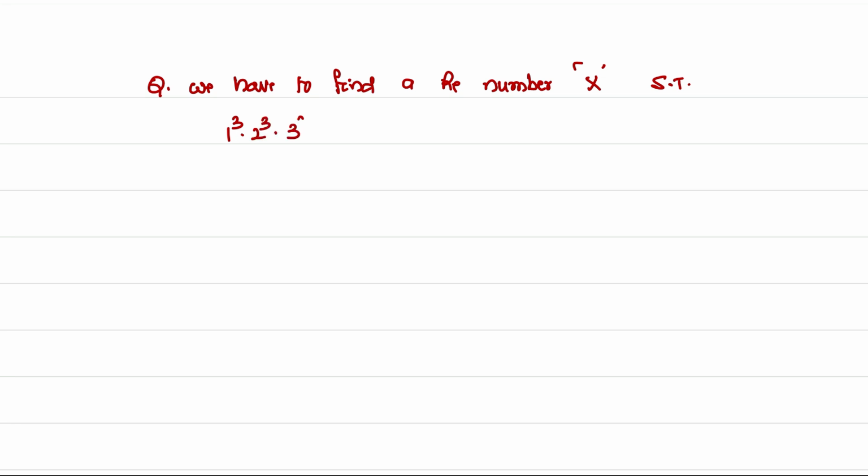What is given? Given is that we have to find a real number x, such that 1 cube into 2 cube into 3 cube up to p minus 3 whole cube minus x is divisible by p, an integer or a prime number p. Now, let us try to solve it.